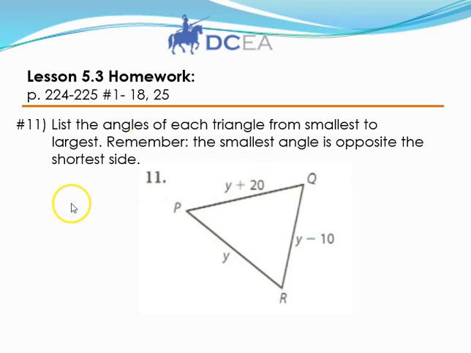Number 11. List the angles of each triangle from smallest to largest. Remember, the smallest angle is opposite the shortest side. So once again, we're going smallest to largest. And let's take a look. We have a variable of y. We have a side that is y minus 10 and a side that's y minus 20. So your shortest side will be y minus 10 because it's less than y. Then our second shortest side will be y, and the longest side will be y plus 20.